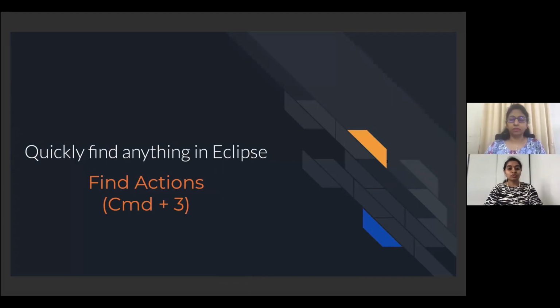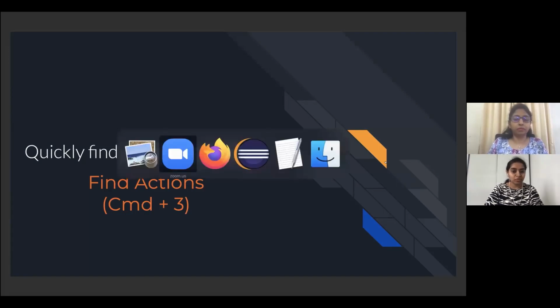One of the most useful and handy commands in Eclipse is Find Actions, or Command 3, using which you can quickly find things in Eclipse. This was formerly called Quick Access, but has been improved and renamed to Find Actions. So let's switch to Eclipse for the demo.